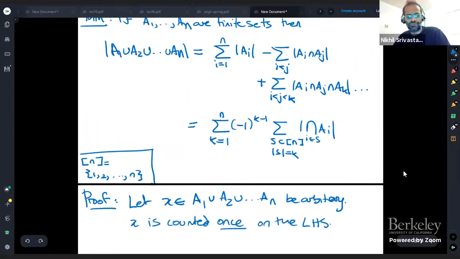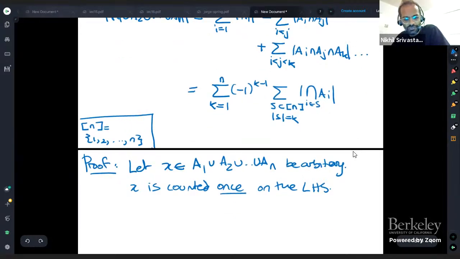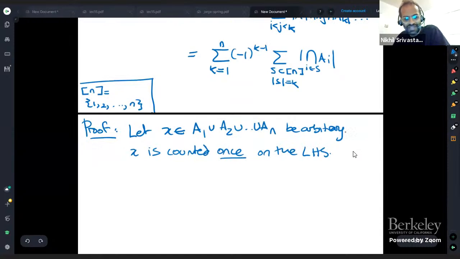Now, to figure out how many times it's counted on the right-hand side, we're going to have to do something a little bit clever. So this is an element x that appears in the union of all these sets, which means it appears in some number of these sets. So what we're going to do is look at the set of indices i such that x appears in Ai. These are the labels of the sets such that this particular element x appears in the set Ai.